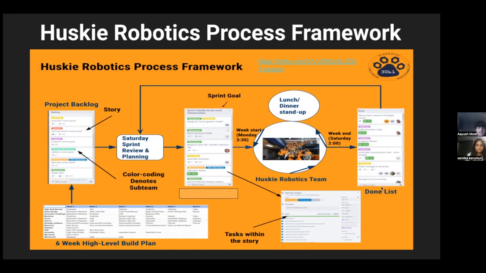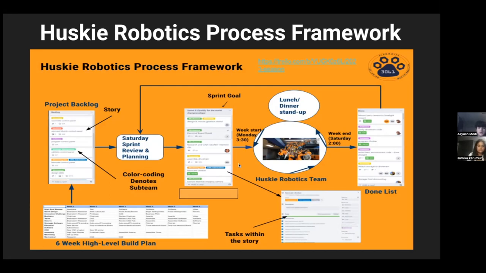Our sprints will end on Saturday at 2, where all the leads will reflect upon our previous sprint in a sprint retrospective meeting. This includes reviewing our past goal to see if we met it, reviewing the done list, and reflecting on any processes that could make our sprints more effective and any concerns that the leads have. This meeting is also our planning meeting for our next sprint, which starts on Monday. Tasks from the previous sprint that were not completed are moved to the next sprint, and the project backlog is reviewed to move any tasks that we plan to complete during the sprint.